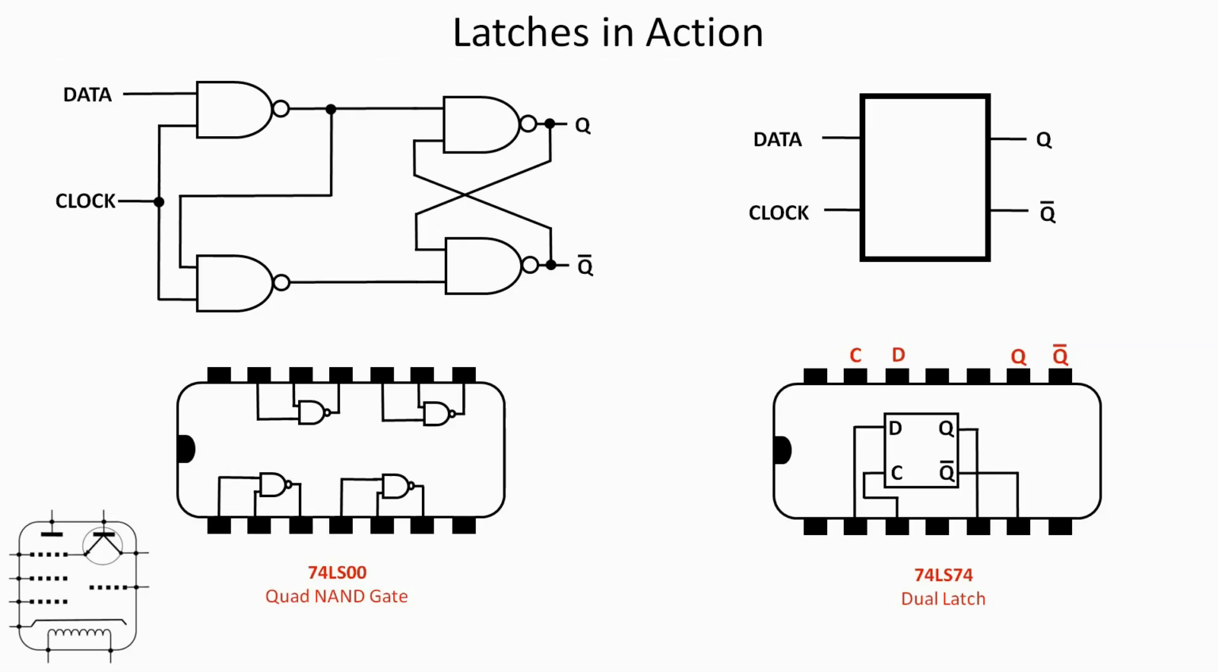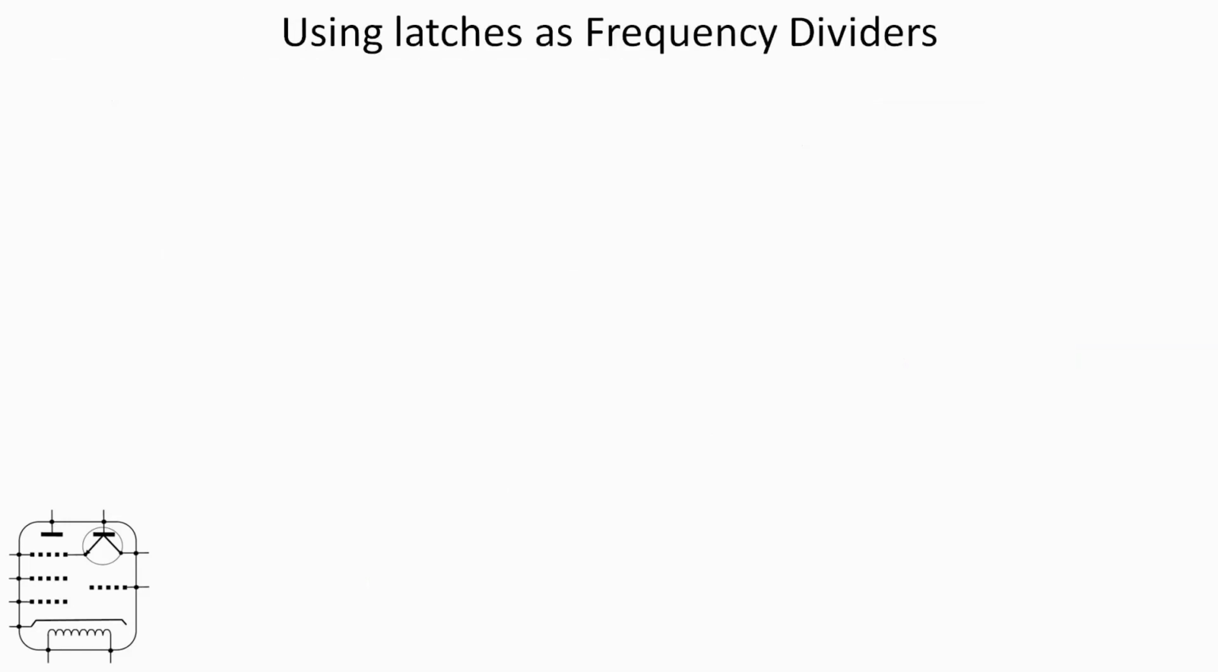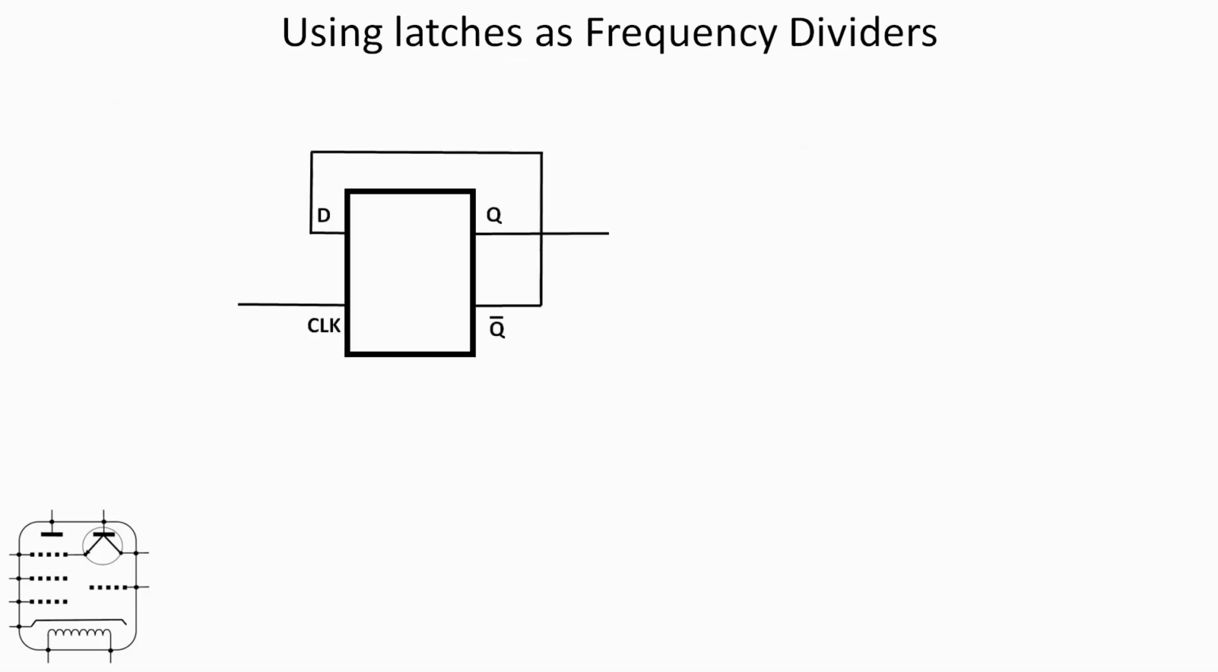So that's a latch. What else can we do with a latch? Well, one of the things we can do with a latch is use it as a frequency divider. So how might we do that? We're going to take a latch, and the first thing we're going to do is connect the bar Q output to the D input. So we're going to apply our frequency to the clock input.